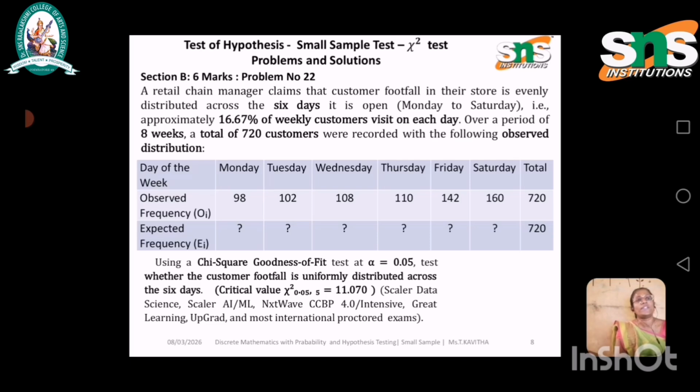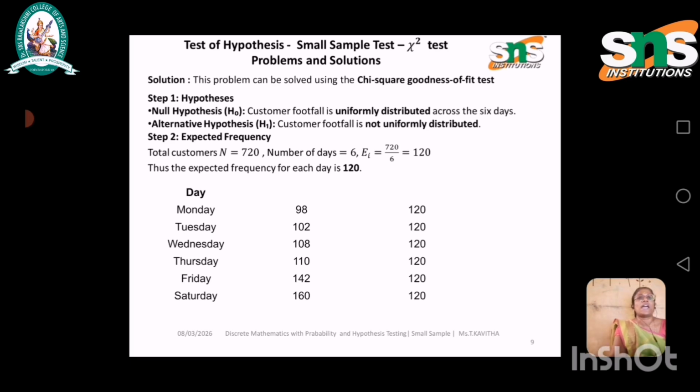The critical chi-square table value is given here, 11.070. Now we have to find the chi-square goodness of fit. This is the calculation. First, the null hypothesis: customer footfall is uniformly distributed across the 6 days. The second step is the alternative hypothesis H1: customer footfall is not uniformly distributed.